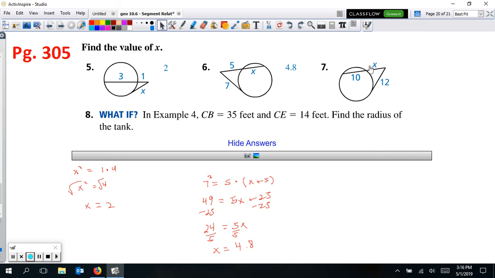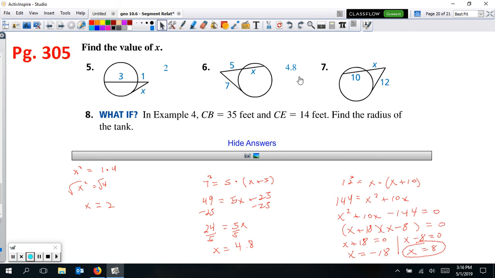And then for number 7, 12 is the tangent segment. So that's going to get multiplying by itself, or squared. So it's going to be 12 squared is equal to the external part, which is x here, times the whole thing, which would be x plus 10. So you distribute this into here. 12 squared is 144. It's an x squared plus a 10x. So this is a quadratic. We're going to have to subtract the 144 to both sides. So that leaves us with the x squared plus 10x now minus 144 equal to 0.